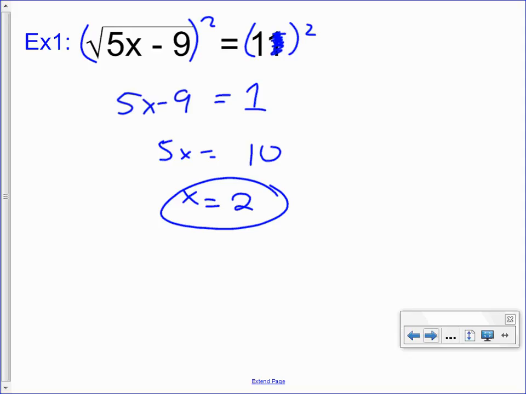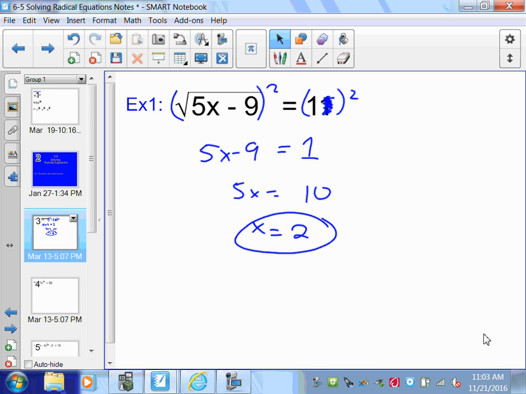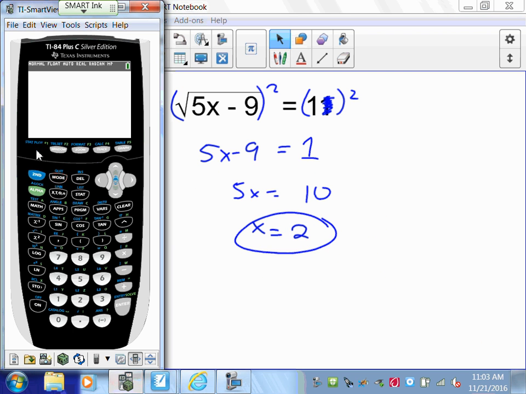Here's the deal. When I make your quizzes, real quick, you could just plug that in. And in your head, this should be easy. 5 times 2 is 10. Minus 9 is 1. That equals 1. We're good to go.